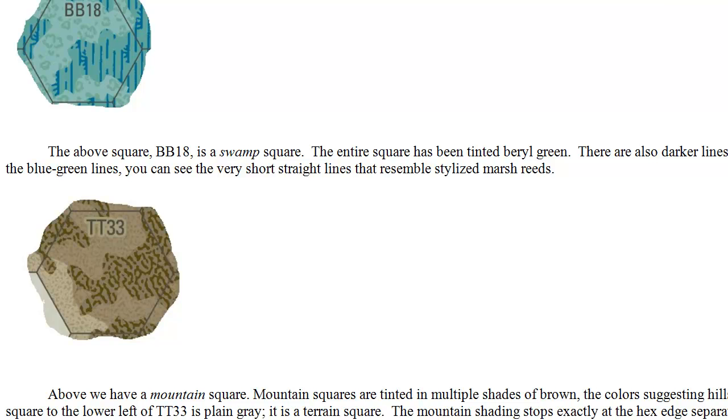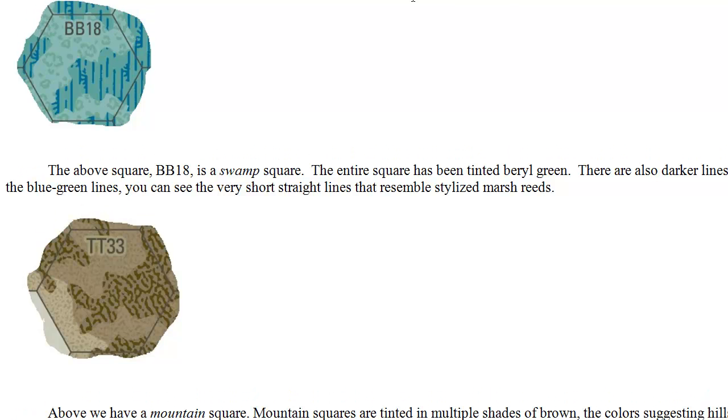Here is a marsh square. It's square BB18. It has a variety of lighter and darker blue features on it. The entire square is filled with blue, so there can be no doubt that this is a marsh square. Swamp.